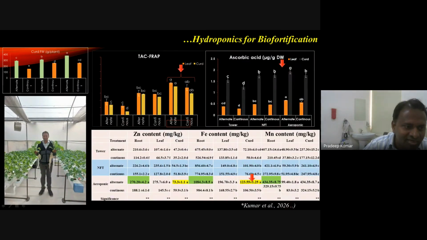And you can see on the left side, this is simply the cauliflower. This is an NFT system, and this is the aeroponic system. Hydroponic and aeroponic, you see the growth of the roots, and also some of the quality parameters, like zinc. If we talk of zinc fortification, if you see the curd, aeroponic curd has 73 milligram per kg, whereas the NFT system has 54.